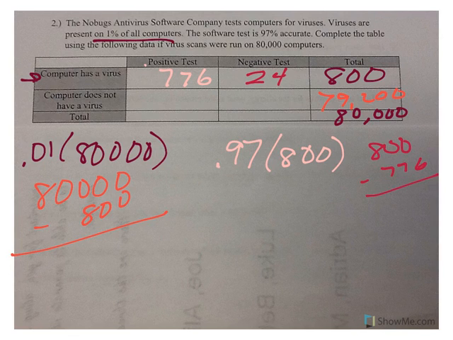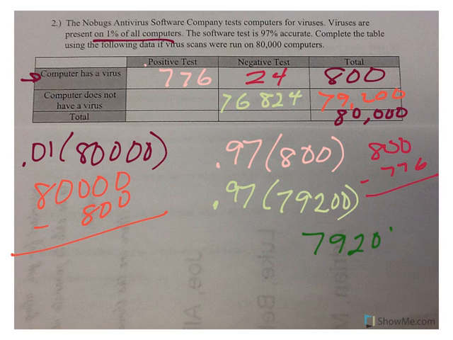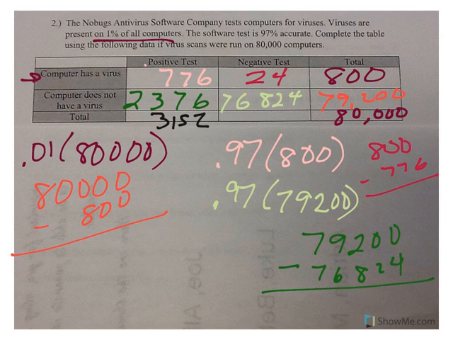Now, if your computer does not have a virus, you would expect it to test negative. So 97% of the 79,200 would fall in the you don't have it, so you're negative: 76,824. And again, if I have the 79,200 and I take away the 76,824 that test negative, the rest, which would be 2,376, would test positive. So now my totals, 3,152 here, 76,848 here.